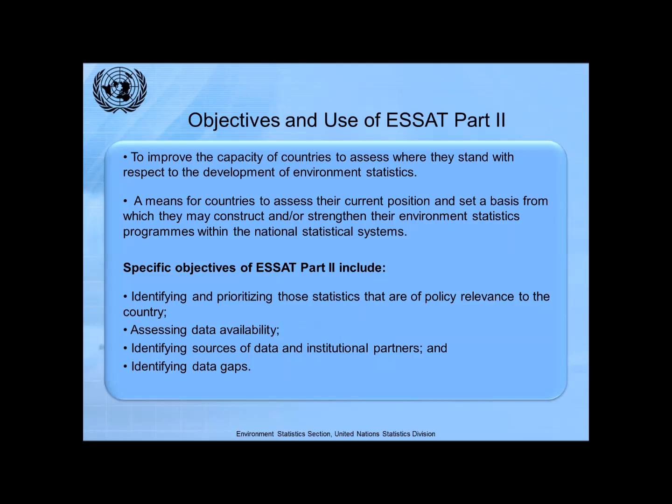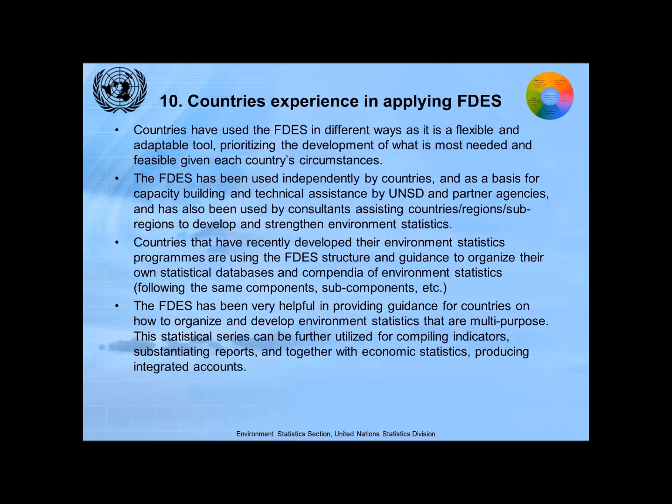And the last section is on some information about countries' experience in applying the FDS, and we have found already, I think around 50 countries have attempted to implement the FDS, and they're using it as a flexible, adaptable tool, and they're very happy with that aspect of it. And countries are using it on their own, sometimes through our capacity building and technical assistance in the form of workshops or training, and other partner agencies have also been implementing the FDS in their own member states. And countries have also felt that it's been helpful to provide guidance on how to organize and develop the statistics for their own national planning and reporting.